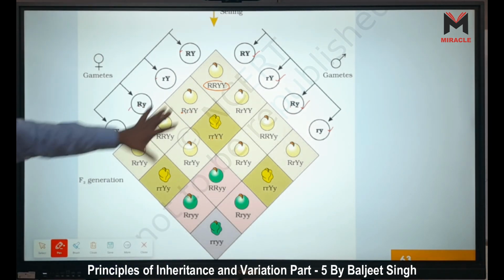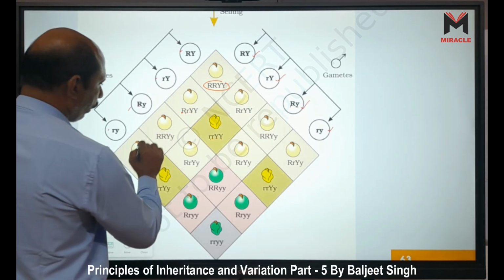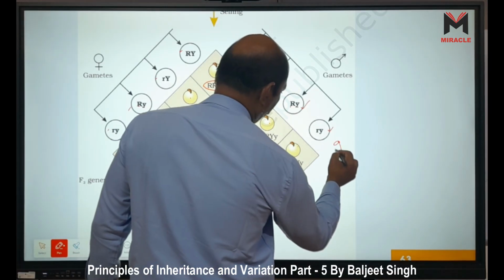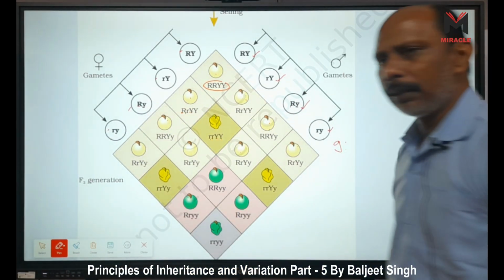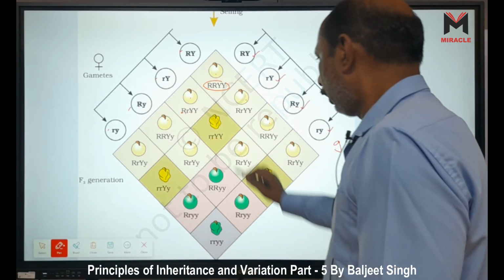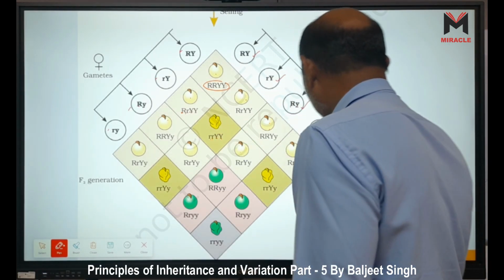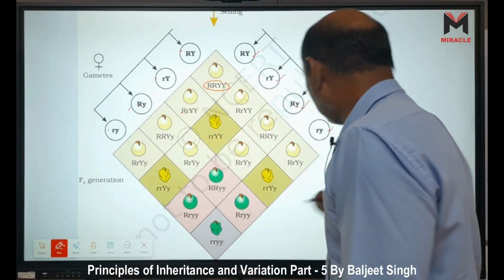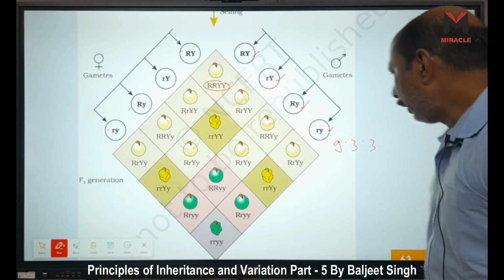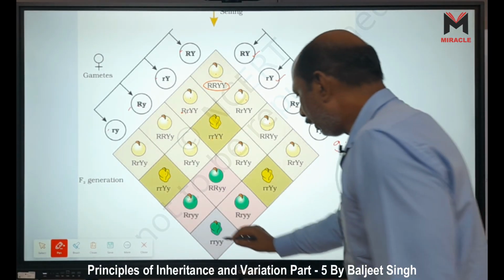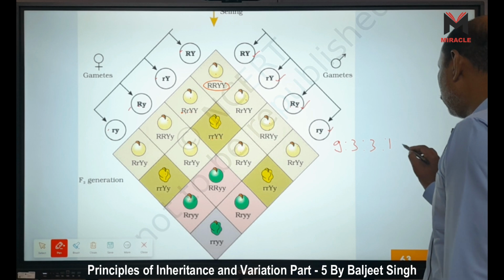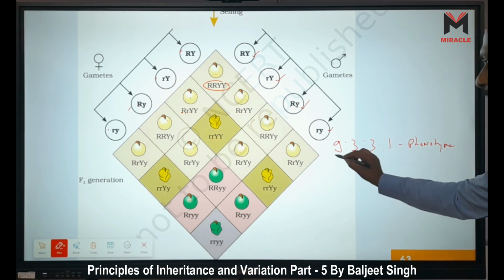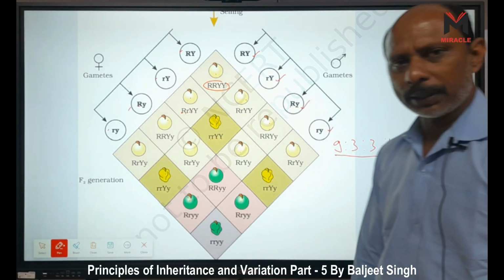So when we consider this, you can see here 1, 2, 3, 4, 5, 6, 7, 8, and 9. 9 are yellow and round. Look here, 1, 2, 3. 3 are yellow and wrinkled. Here 1, 2, 3. 3 are round and green, and only 1 is wrinkled and green. This is the phenotype, right? Easily you can understand the phenotype and how many phenotypes there are.